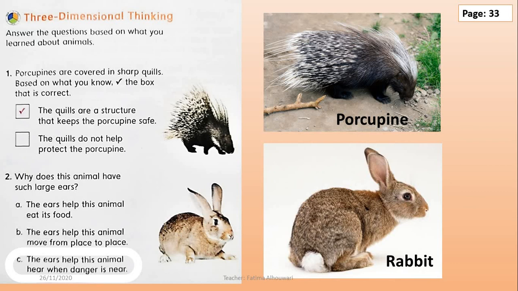Let's see B. The ears help this animal move from place to place. Is it true or false? Of course, no. It uses its legs. So it's not correct. Let's see the last one. The ears help this animal hear when danger is near. That's right. Interesting. So the last statement is the true statement.